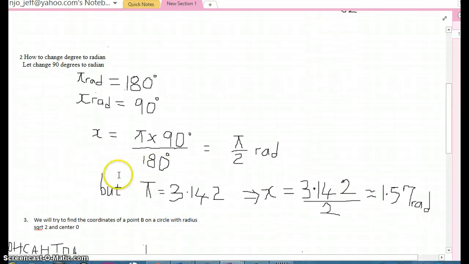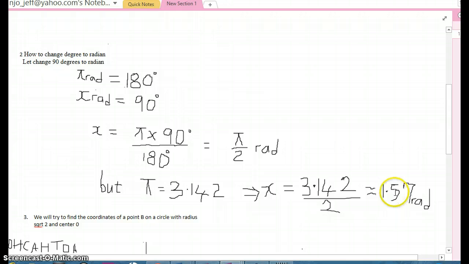But we know that the value of pi is 3.142. So we substitute the actual value in place of pi, 3.142. So x therefore will be equal to 1.57 rad. So it means that 1.57 rad is the equivalent angle to 90 degrees. So for 90 degrees, the equivalent angle in rad is 1.57.